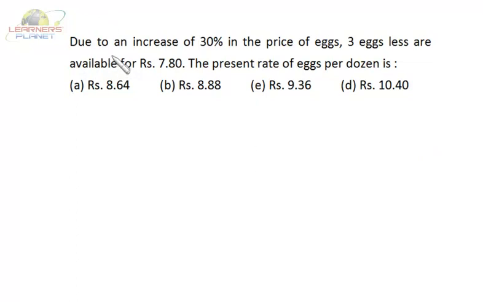See this question. Due to an increase of 30% in the price of eggs, 3 eggs are less available for 7.8 rupees. What is the present rate of eggs per dozen? Now let's assume the present quantity which we are buying is x. If price is 30% increased, the new price is 13 by 10 of the previous price. So the consumption will be 10 by 13 of x. If price is double, the consumption is half.